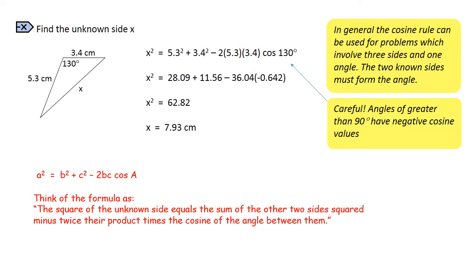It goes like this. The square of the unknown side is equal to the sum of the squares of the other two sides minus twice their product times the cosine of the angle in between them. Looking at the diagram, the unknown side squared is equal to the sum of the other two sides squared minus twice their product times the cosine of the angle in between them. That is x squared equals 5.3 squared plus 3.4 squared minus 2 times 5.3 times 3.4 times the cos of 130. And once you've got that written down, it's just a matter of a bit of arithmetic and calculator work.